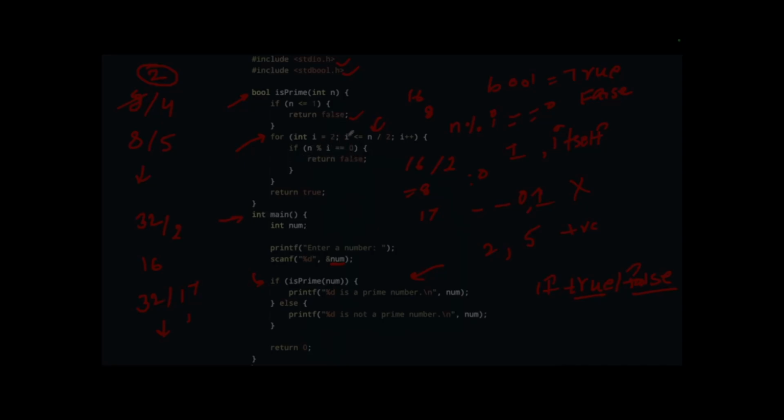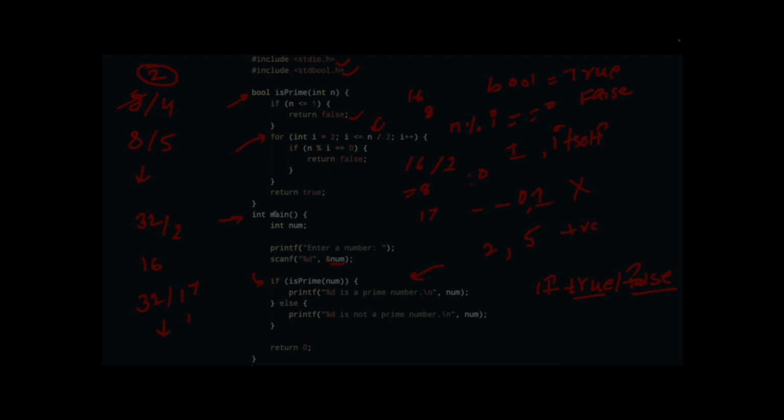It will check up to n by 2, and if it doesn't get any such remainder of 0, or it is not divided by any of the numbers from 2 to n by 2, then it will return true. So this is the complete logic behind the prime number, and whenever it is called, it is going to transfer the control and do its task. So this is how the prime number works in C programming.